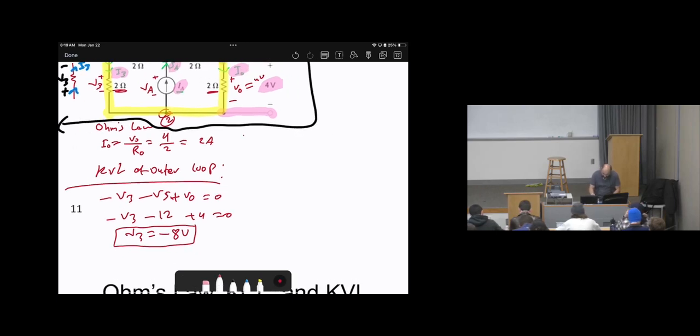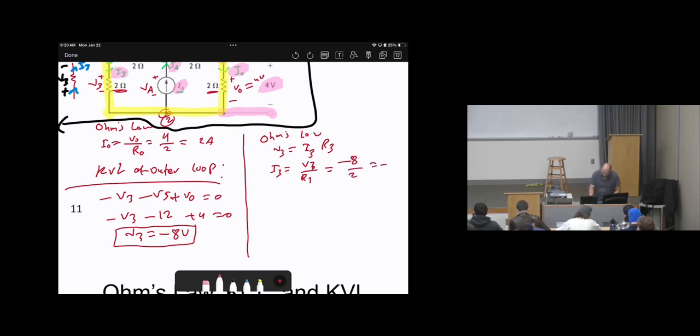So I will write here Ohm's law at here is V3 equals I3 times R3. Now I need to calculate I3, which is V3 over R3. Substitute the value with the sign. So V3 is negative 8, R3 is 2, so the answer will be negative 4 amperes. So now I just calculated I3, which is negative 4 amperes.